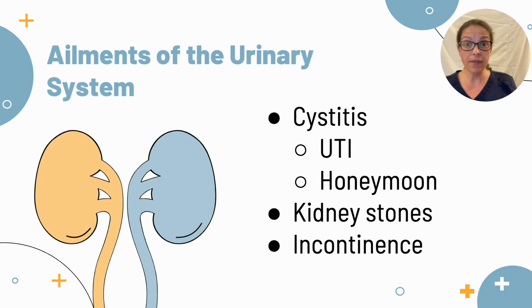Just like with many other systems, there are lots of things that can go wrong. I'm going to select just a couple to talk about. Just remember, though, that there are far more than I've just listed here that can go wrong as ailments within the urinary system. So we're going to talk about cystitis, which is kind of like a common term for urinary tract infections. And we'll talk about honeymoon cystitis, kidney stones, you don't want those. And then we'll finish up with talking about incontinence.